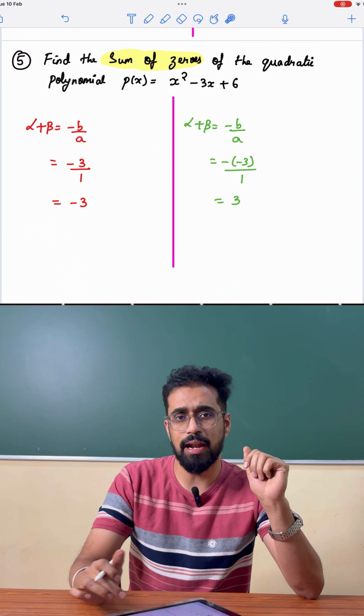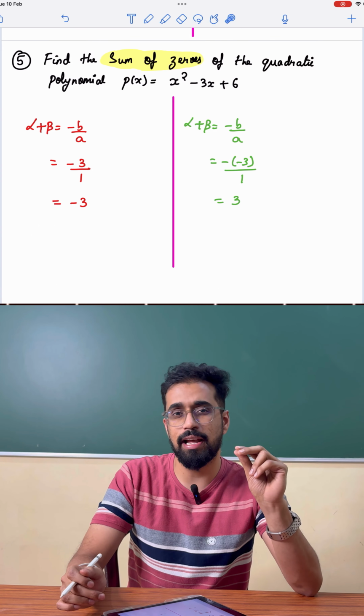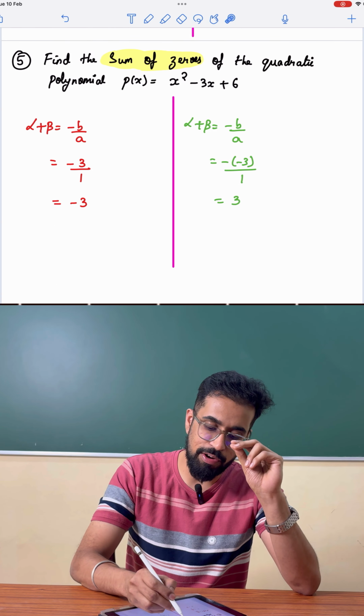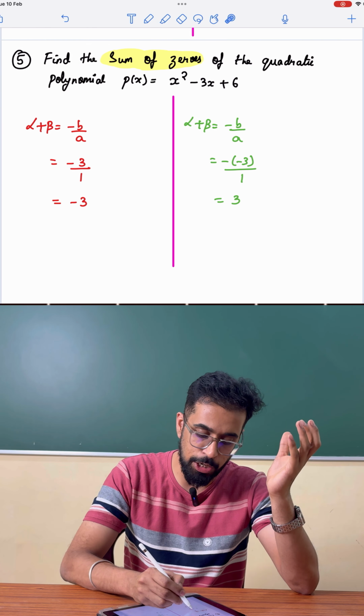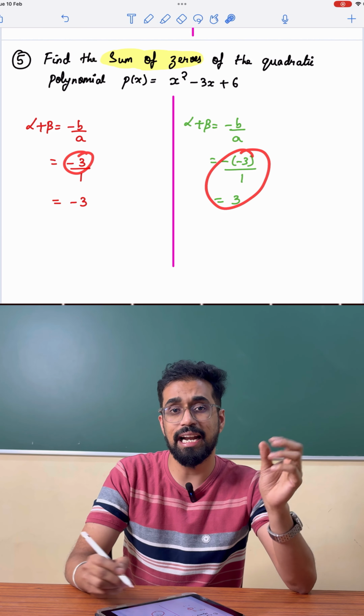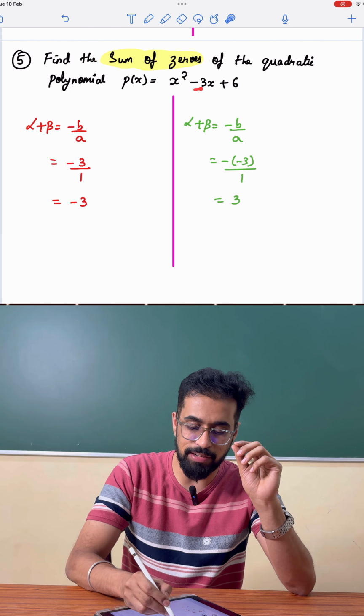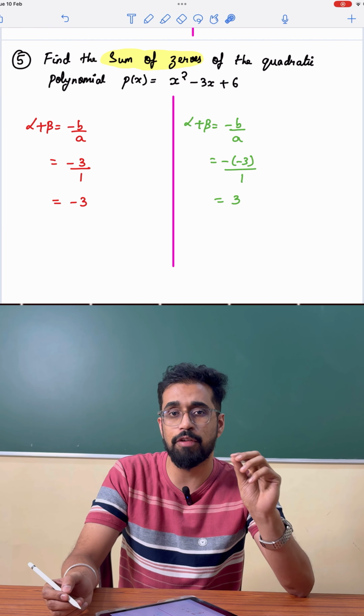Then for the final one, the negative that always troubles us. Whenever you're asked to find the sum of zeros of any quadratic polynomial, we often tend to forget the negative. It is minus b. So whenever we have the term b to be negative, it is minus of minus 3.